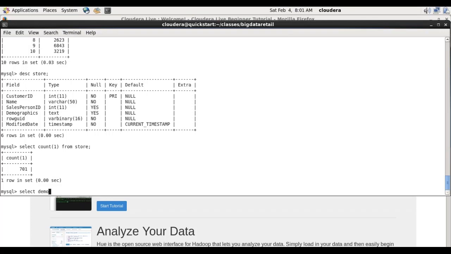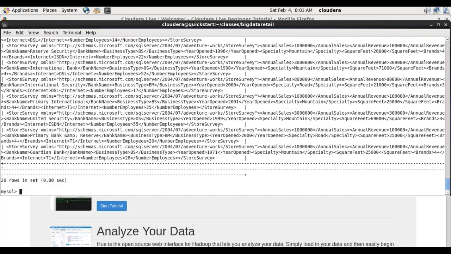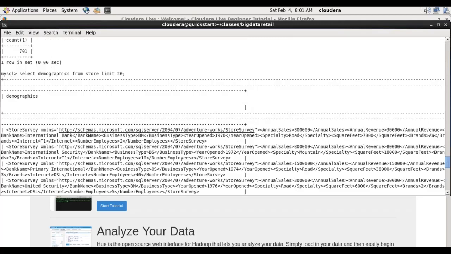There's another thing you want to see right here. You want to see what demographics looks like. It's a text. We want to know, why is it a text? We don't know why it's a text. So demographics, from store. Let's reduce it to 20. Let's just see the first 20. Now, you can see that we have a lot in our hands to do. So this is something you want to process.